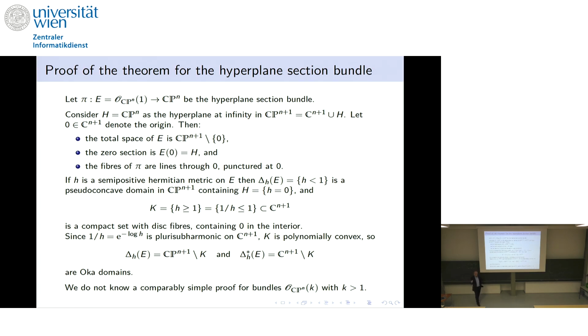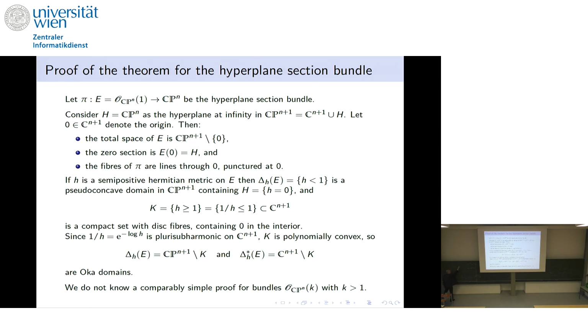Actually, 0 is arbitrary. You can take any point in the projective space, and the complement is a hyperplane section bundle. But this is the 0 section. These lines which go through are the fibers of the projection, but you puncture them here. You remove 0, but you add this point at infinity. So this is the picture. This is the total space. It's well known. So what is the neighborhood?